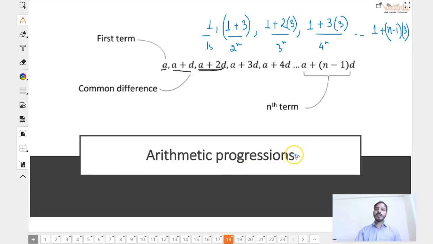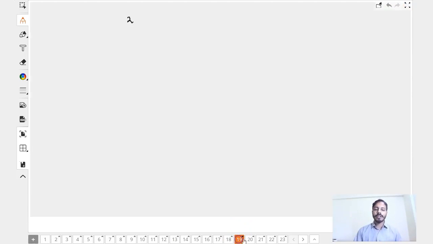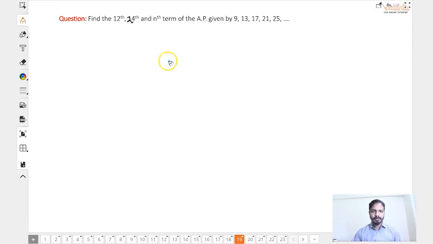Right? So that means now if I generalize any arithmetic progression, the nth number will be a, that is the first term, plus n minus 1 into d. So if I do this, I will get the nth term. Now this seems very simple, but then we can have some complex problems for this. For example, let me take this problem.